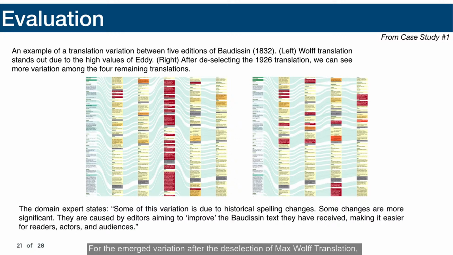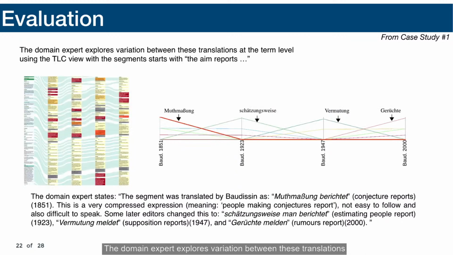For the variation that emerged after the deselection of Max Wolf's translation, the domain expert states, some of this variation is due to historical spelling changes. Some changes are more significant. They are caused by editors aiming to improve the Bautzen text they have received, making it easier for readers, actors, and audiences.